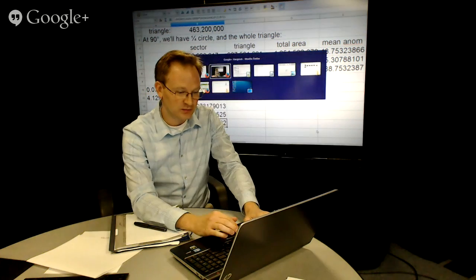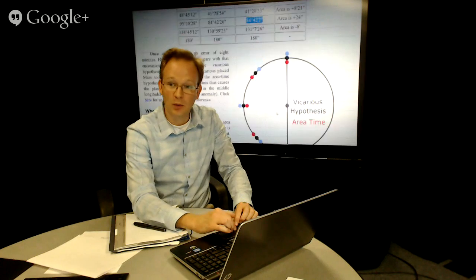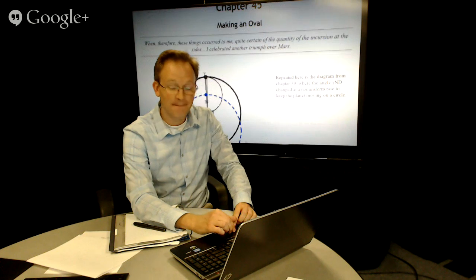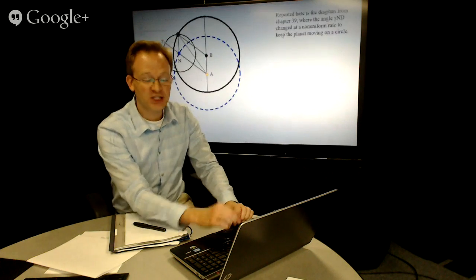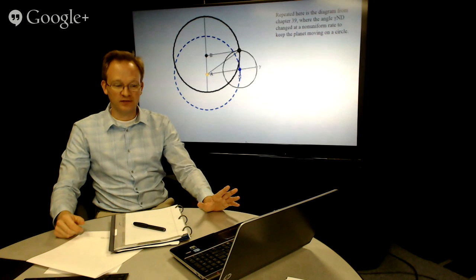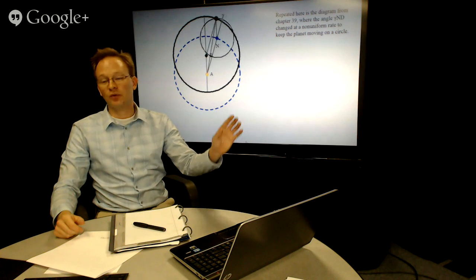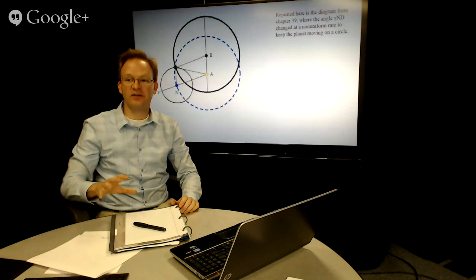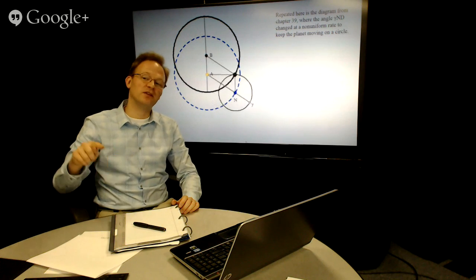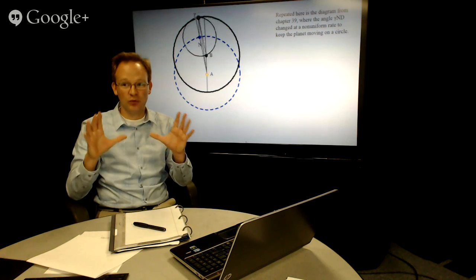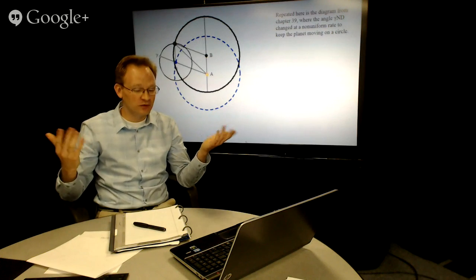Just as a teaser for what we're going to be going through in the next sections, let me show an animation of his next idea in chapter 45. If you remember back in chapter 39, Kepler discussed how really difficult it would be to have an epicycle that changes its speed in the same way that the planet is going faster and slower around the sun in order to keep it moving on a circle, how hard it would be to move in a circle.